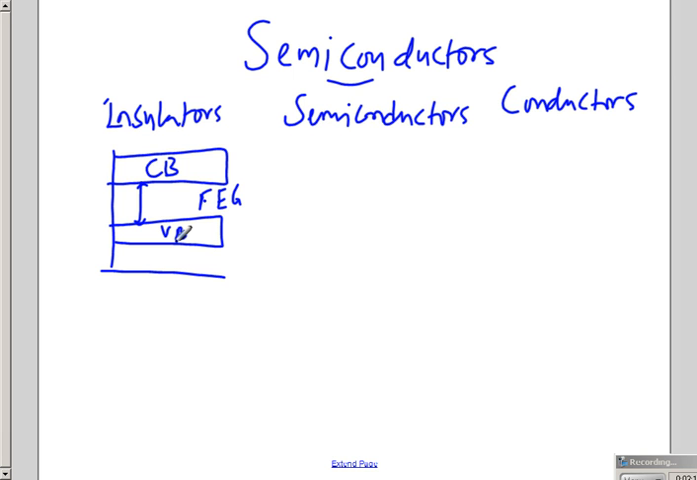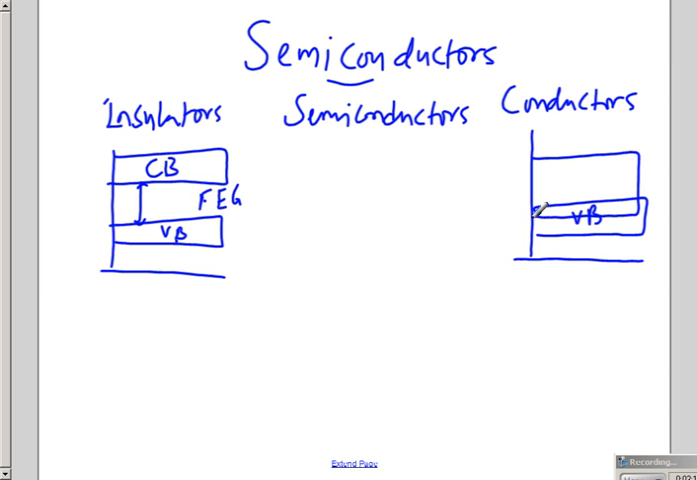If you see in the case of conductors, if I draw a valence band and a conduction band, in conductors these two bands overlap with each other. So the free electrons are readily available. The best examples are copper or aluminum, isn't it? Here the two bands are overlapping with each other in the case of conductors.